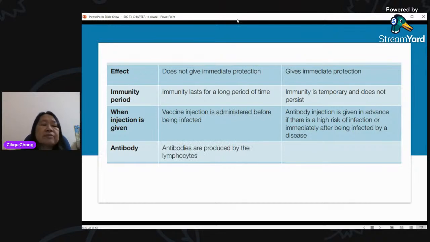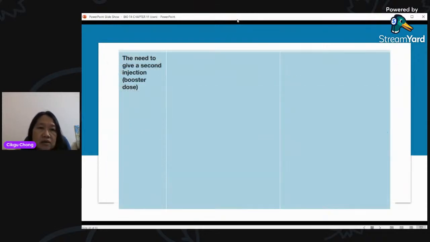Antibody. So the antibody, where do you get an antibody? For vaccination, the antibodies are produced by the lymphocytes themselves in your body. For the other one, it is not produced by your lymphocytes. It is obtained from anti-serums from an external source. Maybe from the horse who made it for you. Lastly for this 11.3, look at the graph.